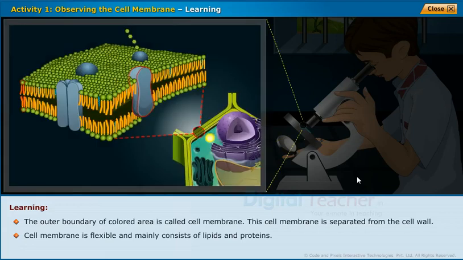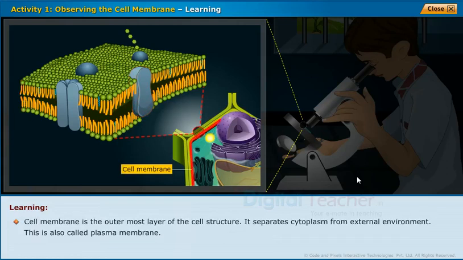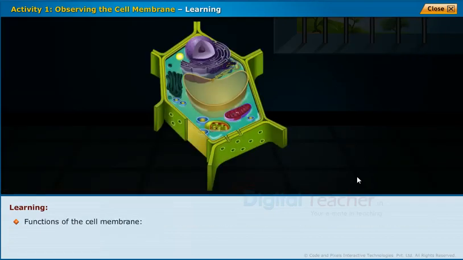Cell membrane is flexible and mainly consists of lipids and proteins. Cell membrane is the outermost layer of the cell structure. It separates cytoplasm from external environment. This is also called plasma membrane. Functions of the cell membrane.